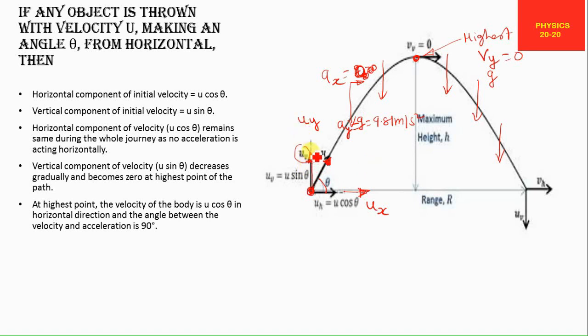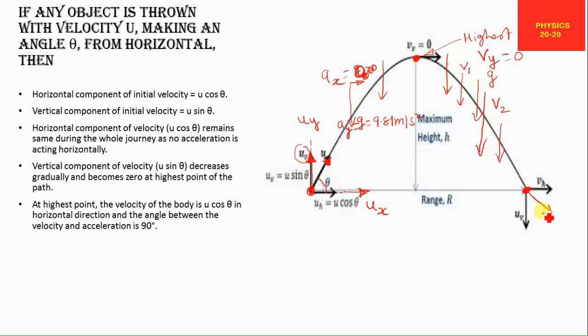Why is this Vy velocity 0? Because there is an acceleration force acting in the downward direction. That is why the velocity in the y direction is equal to 0 at this particular point. After that, the velocity in the y direction increases. Here the velocity is some value, v1. This velocity will further increase.